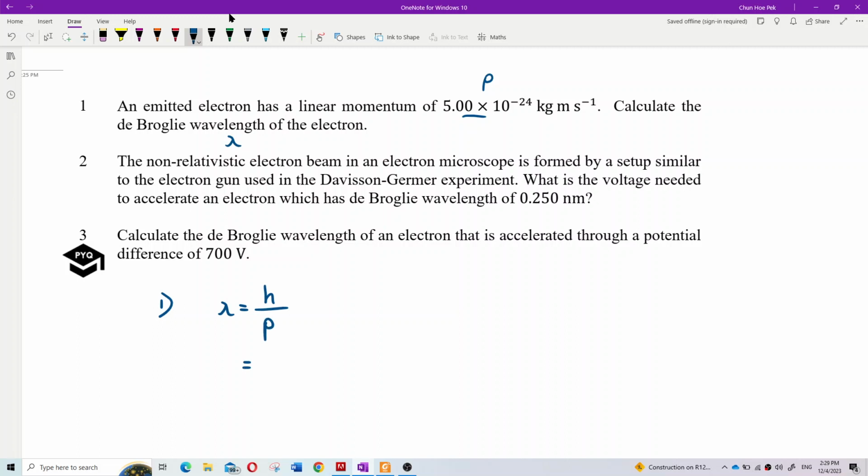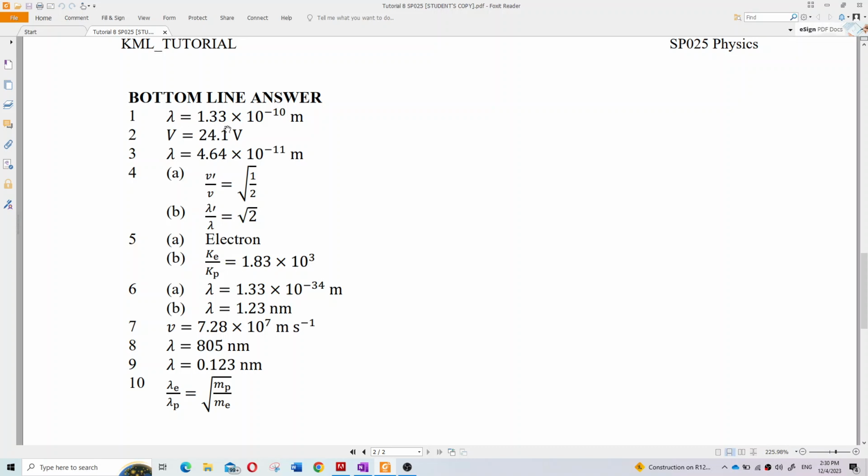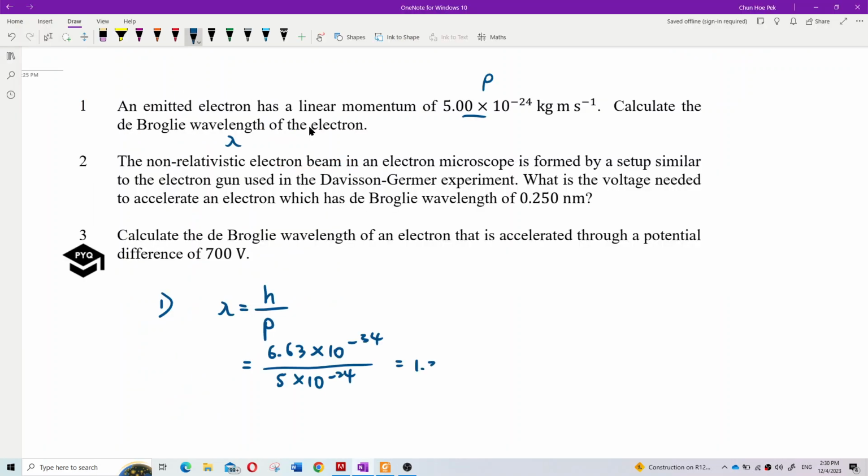λ = h over momentum. h is Planck's constant, 6.63 × 10^-34, over the momentum, 5 × 10^-24. Everything is in SI units, so no problem. Let's calculate, and you will get the answer 1.33 × 10^-10 meter. That's the answer. You try and calculate and see if it is correct. Yeah, I'm sure it's correct.